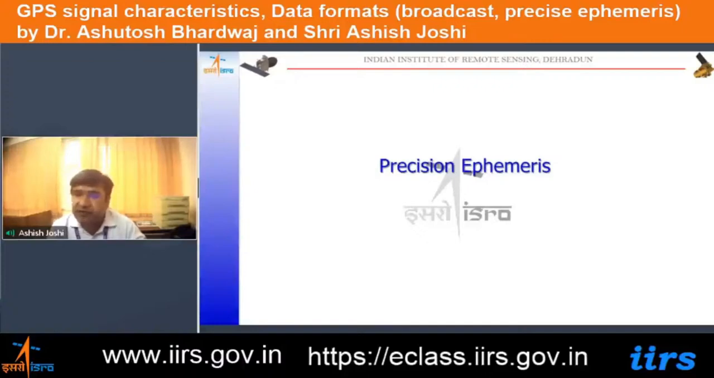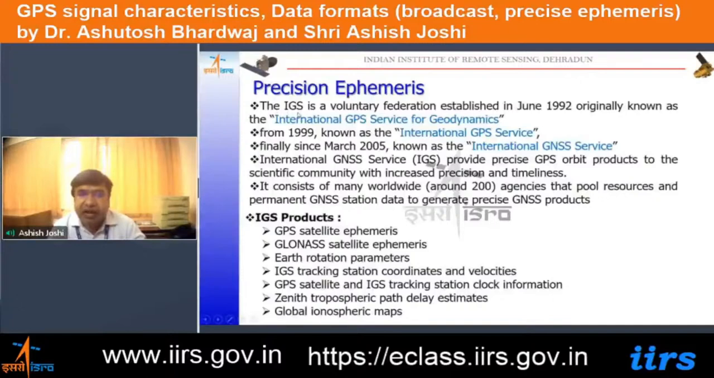So what we have to do is use precise ephemeris provided by the agency called the IGS, which is also called the International GNSS Service. This IGS is a voluntary federation established in 1992.